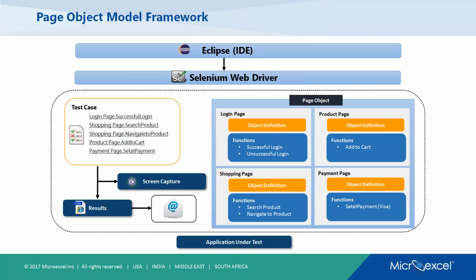Say the product page can have a function add to cart. Shopping page can have a function to search a product or navigate to product. So when you create a test case, on the left hand side you can see a test case. You just refer that login page class and dot the function name. Shopping page class dot the function name. This way you can keep on adding your functions in your test case. Once the page object classes are ready, it's very easy to create these test cases. And of course you can then enhance your framework to capture your screen, generate HTML reports, or email the test results.